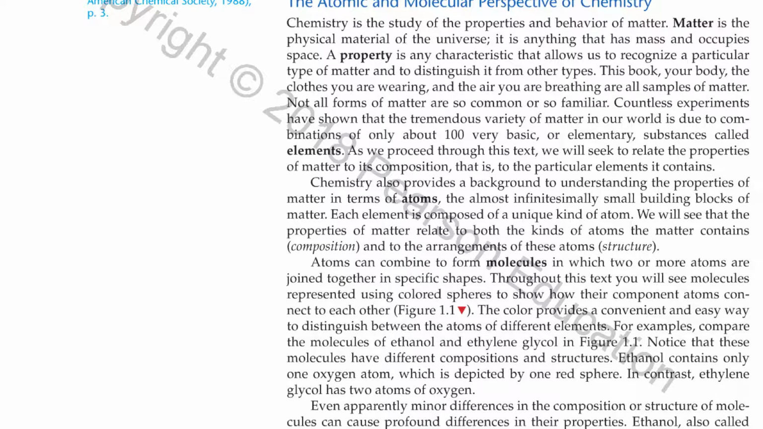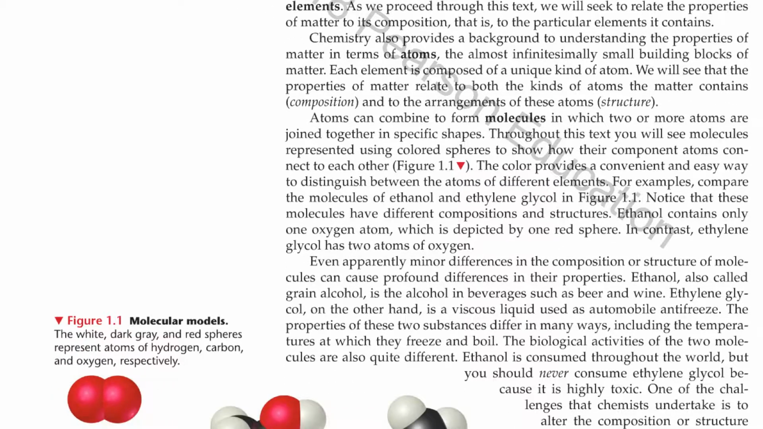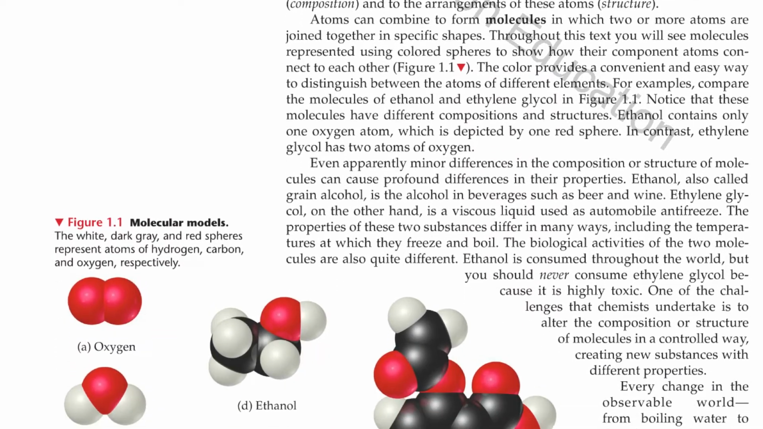Chemistry also provides a background to understanding the properties of matter in terms of atoms, the almost infinitesimally small building blocks of matter. Each element is composed of a unique kind of atom. We'll see that the properties of matter relate to both the kinds of atoms it contains, composition, and to the arrangement of those atoms, structure. Atoms can combine to form molecules in which two or more atoms are joined together in specific shapes. Throughout this text, you'll see molecules represented using colored spheres to show you how the component atoms can connect to each other. Figure 1.1.